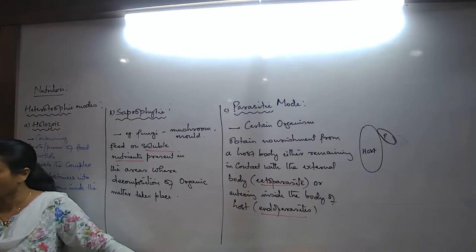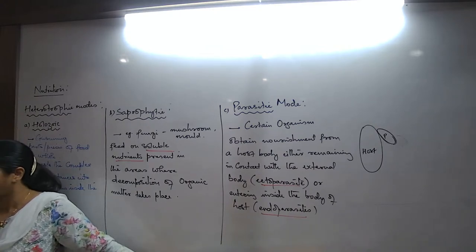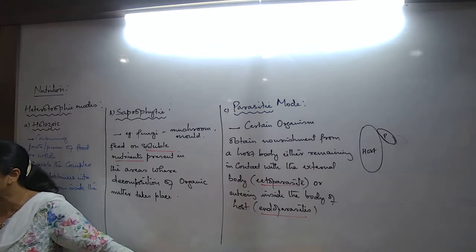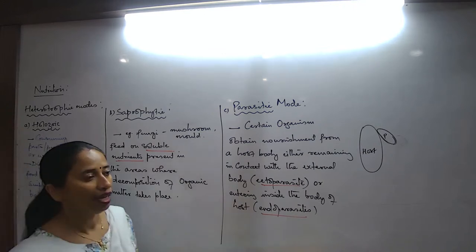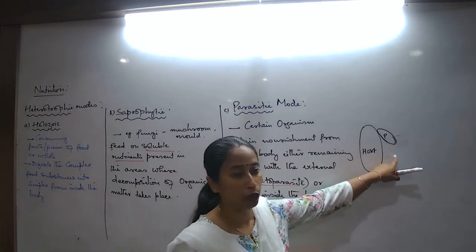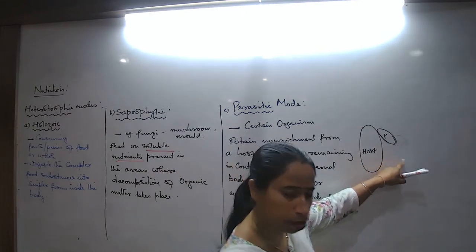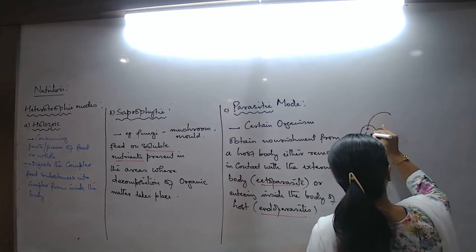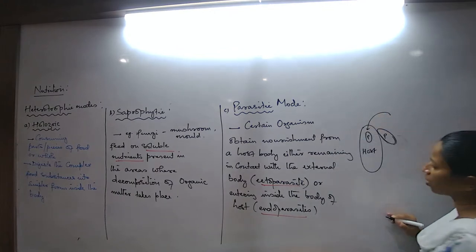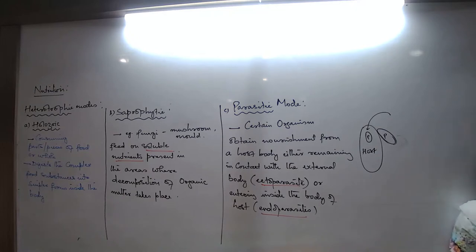So whenever we are talking about such examples, I just now gave you so many examples. The fleas, the hair lice, the mosquitoes, the leeches will always remain in contact with the outer surface of the body and derive the nourishment. But it is also possible that sometimes they enter the body of the host.